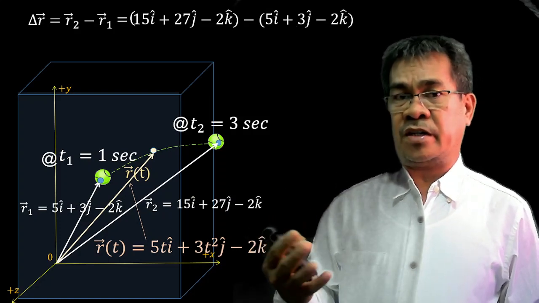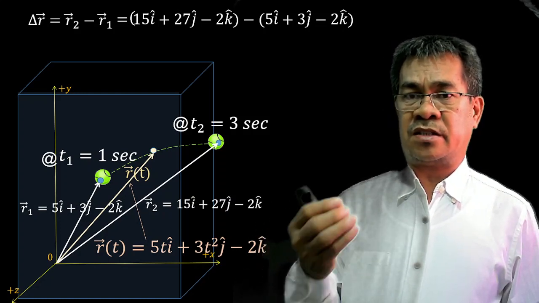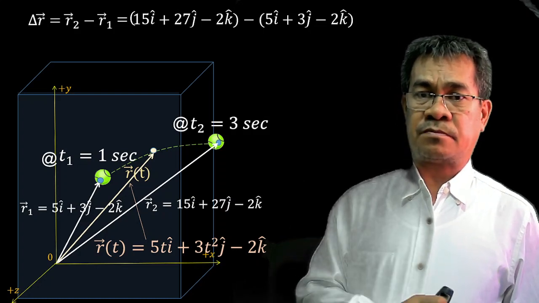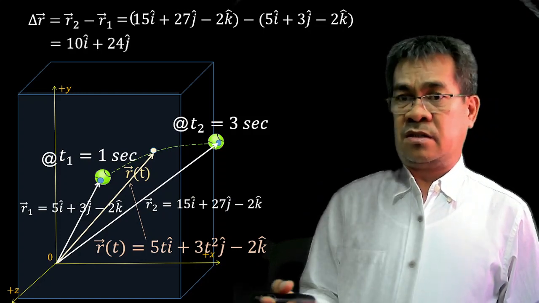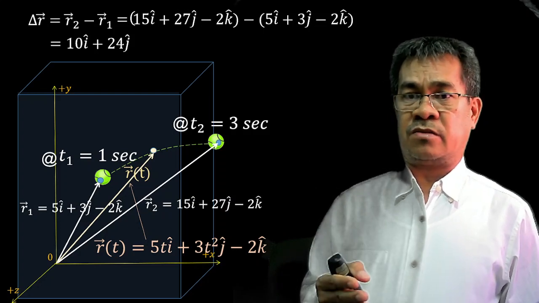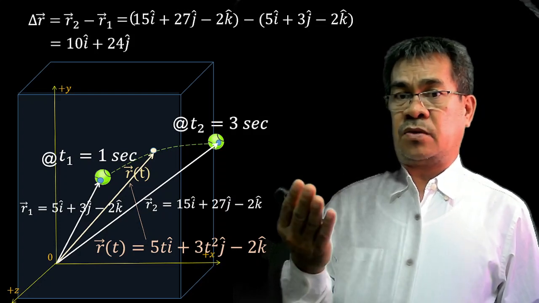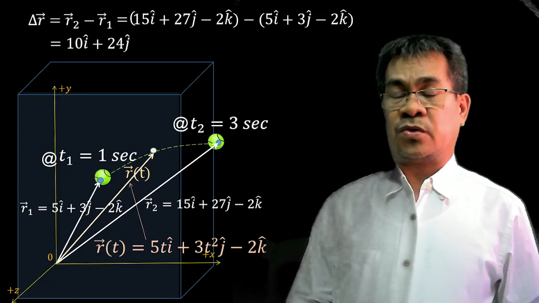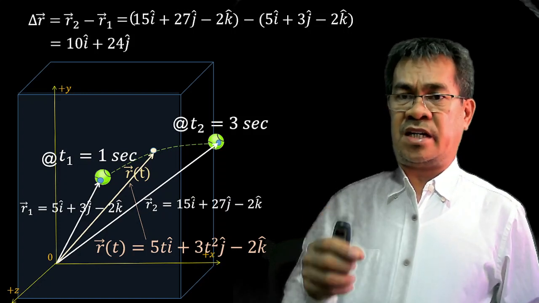Take note again, for vector algebra, we can combine like terms, which are terms that contain the same unit vector, and the unit vectors are i hat, j hat, and k hat. So when you remove the grouping symbol and combine the like terms, it results in 10 i hat plus 24 j hat. The k component was eliminated because negative 2k, by subtracting, is actually 0. Okay, so we now have the change in position, which is 10 i hat plus 24 j hat.